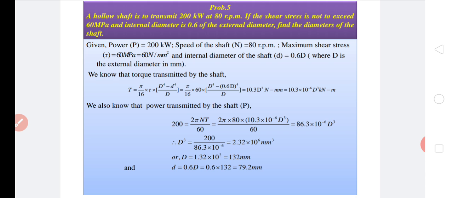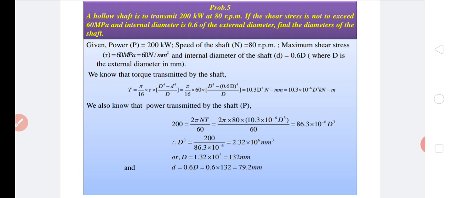So P equals 200 kilowatt, speed of the shaft n equals 80 rpm, maximum shear stress tau is already mentioned, 60 MPa, that equals 60 Newton per millimeter square, and the internal diameter is 0.6 of the external diameter. That means the external diameter we write as capital D, so small d equals 0.6 into capital D.